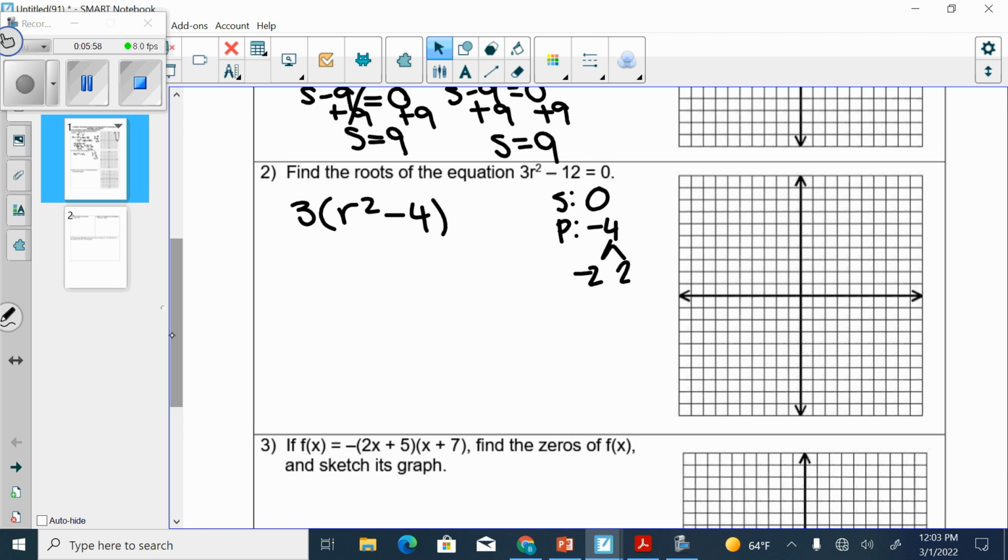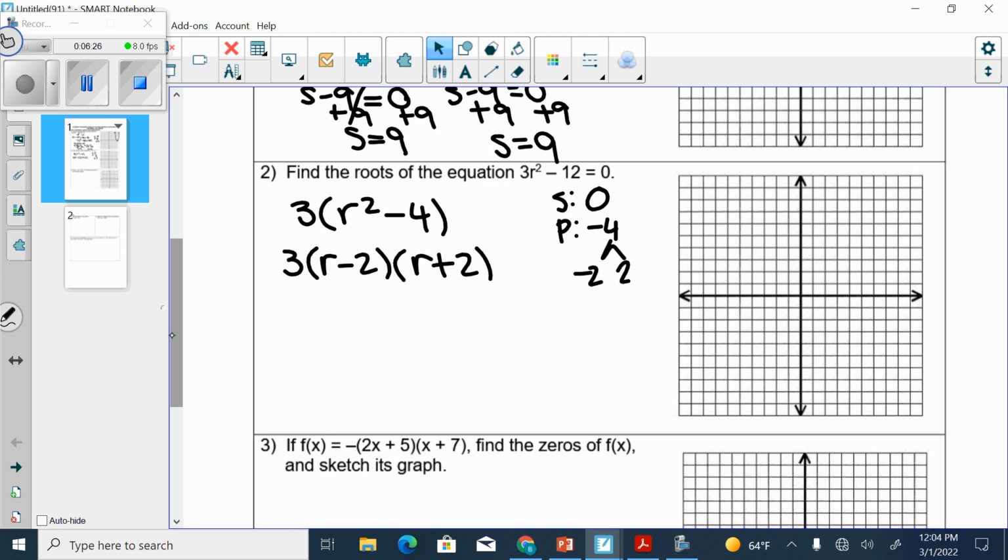So negative 2 times positive 2 is negative 4, and negative 2 plus 2 gives us 0. All right, so now I come back over here and write my factors. So we have our GCF in front, and then I have r minus 2 and r plus 2. Okay, and then what am I supposed to do with all of my factors?